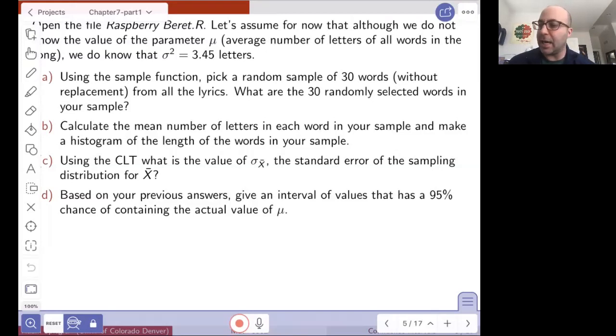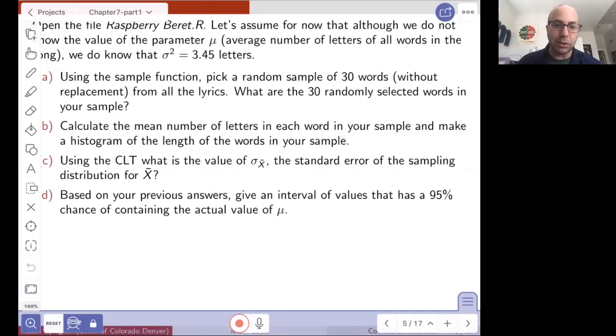So let's see how we can randomize this process using R and come up with an interval estimate for the mean length, in terms of letters, of all words in the song. And that estimate is going to be less biased when we pick this sample totally randomly. So I'm going to work with question A on this slide, and I'm using Zoom.